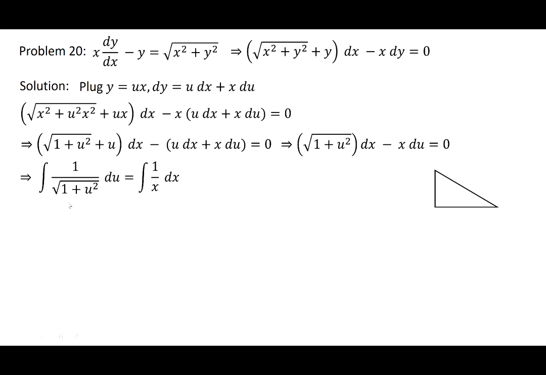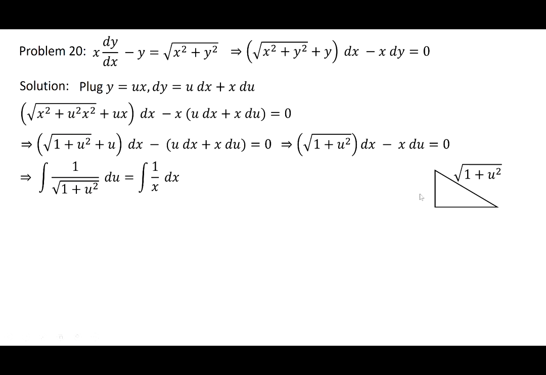Okay. Now, obviously the biggest one should be the hypotenuse. Of the three quantities, 1, u, and square root of 1 plus u square, which one is the biggest? Square root of 1 plus u square, right? That's got to be bigger than 1. That's got to be bigger than u. And so, clearly, square root of 1 plus u square is the hypotenuse.